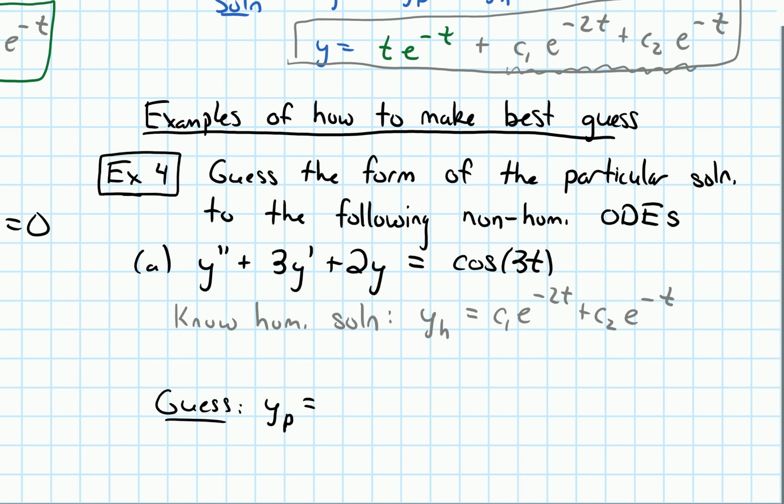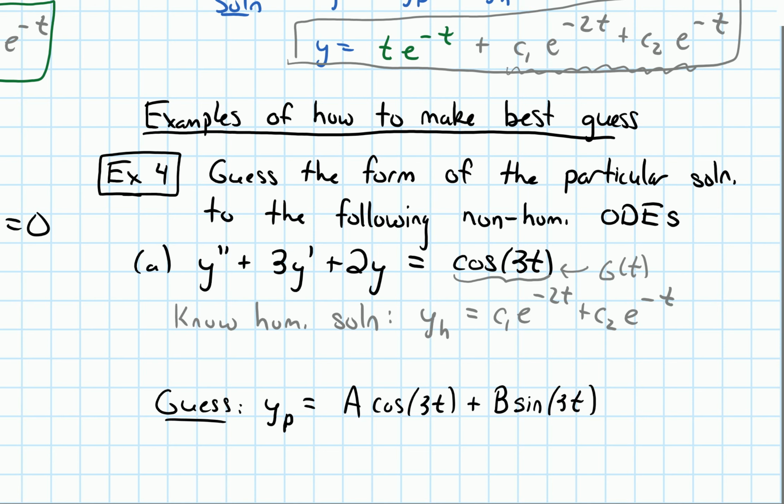We form the particular solution guess by looking at what g of t is, the function on the right. Since that's a trig function, cosine of 3t, we've seen from our table on formulating a guess that we need a cosine term with the same argument inside the parentheses. It's got to be 3t, and I need a coefficient in front. But I also need a sine term. I will also need a sine of 3t term, and I'll put a coefficient in front of that, so b.